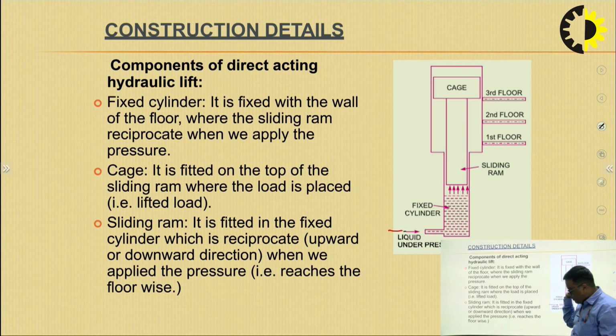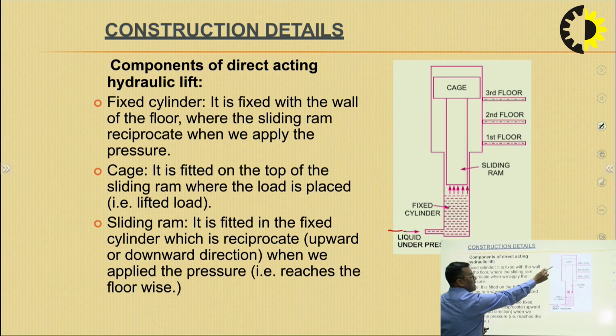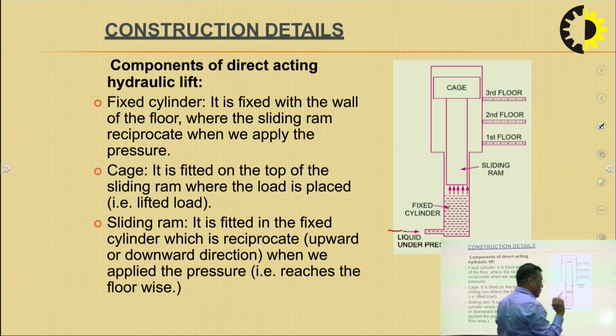So the working is clear. What are the basic components here? The basic components, as we can see: the fixed cylinder. So the cylinder is there in which the ram is reciprocating. Okay, the cage where the goods and passengers can be placed, which has to be moved up and down. And the sliding ram, which we can say is the piston, which is reciprocating in the fixed cylinder. So these are the basic components of the direct acting hydraulic lift.